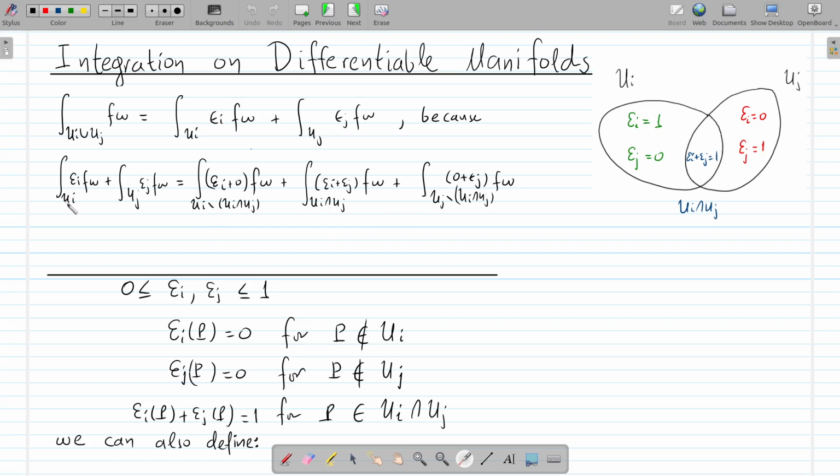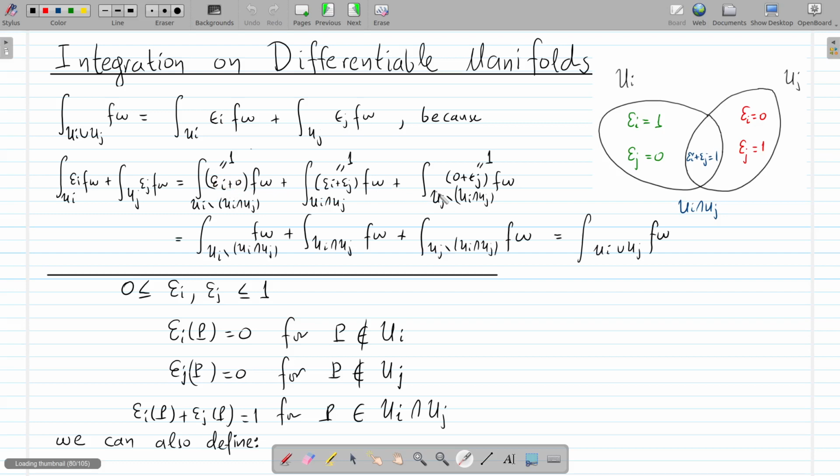So if we take the union of ui and uj and split it into the complement of the intersection with respect to ui, the complement of the intersection with respect to uj, and the intersection, then you see here that each term has epsilon i plus epsilon j equal to 1. So this is simply the integral of f times omega on these regions, which when we take the union of those regions, will give us the integral of f times omega over the union.